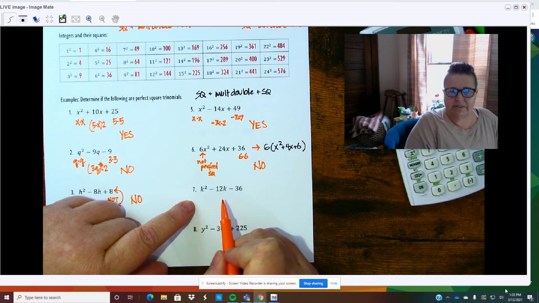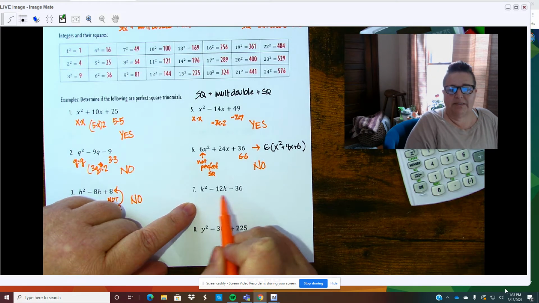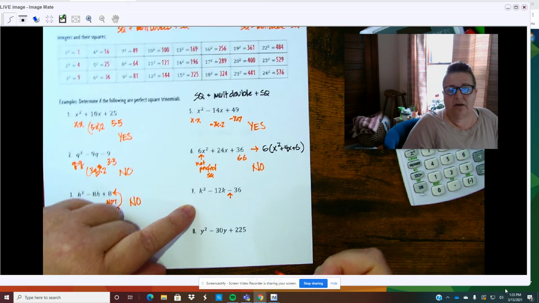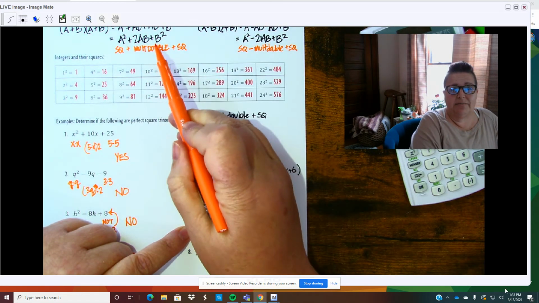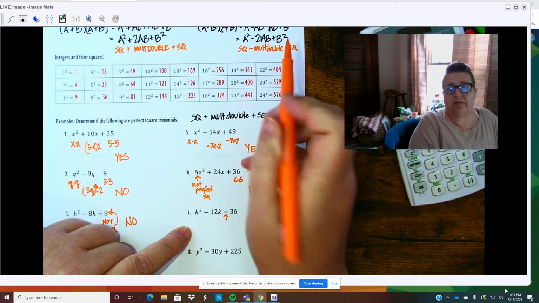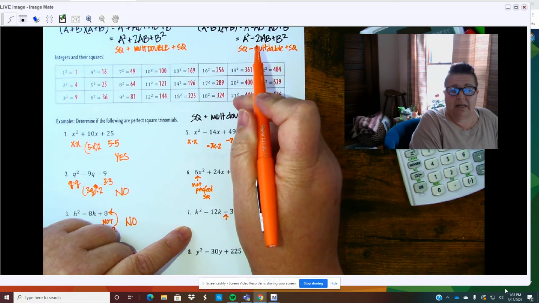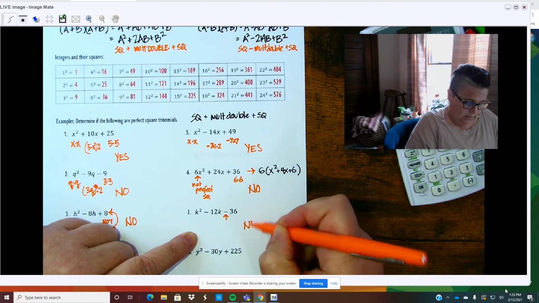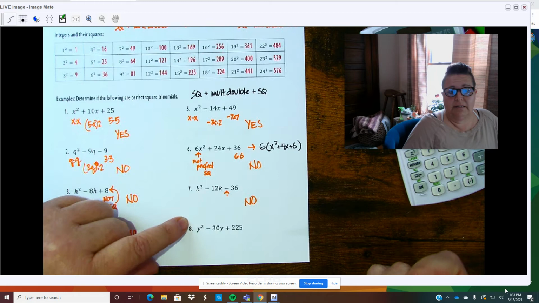All right, what about number 7? Well, number 7 is going to run up against the same thing as before, that's a negative. And according to our pattern, it needs to be a plus b squared and a plus b squared. The middle term can be negative or positive, but that's going to be a plus. So this is again a no. All right, let's try the last one.